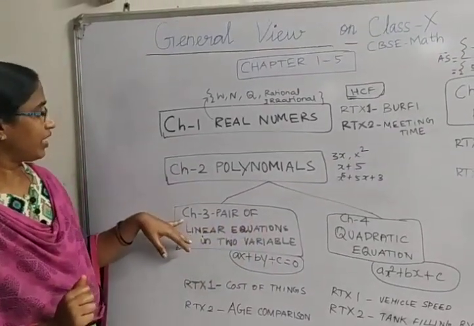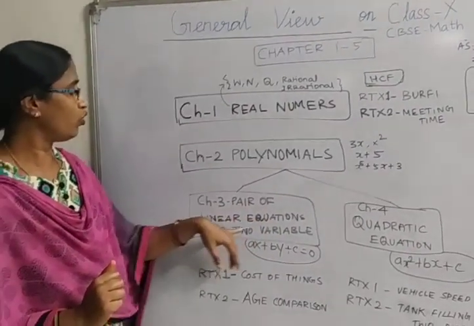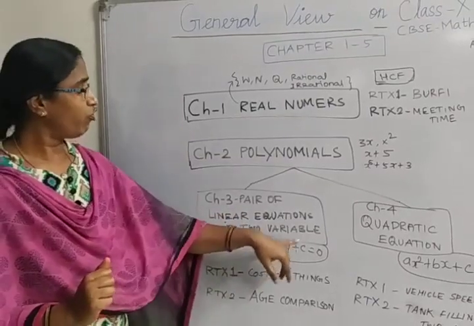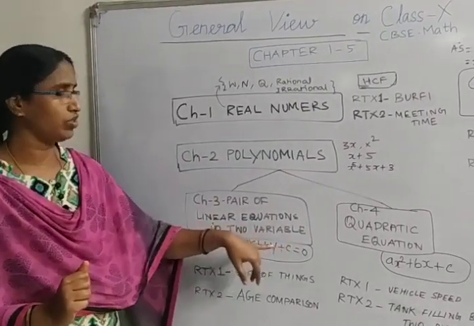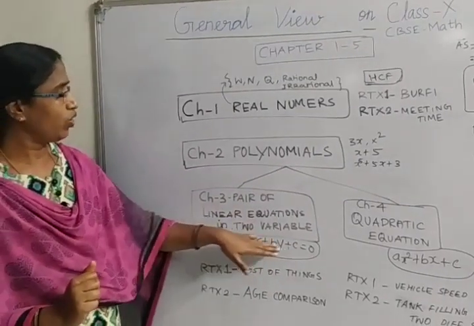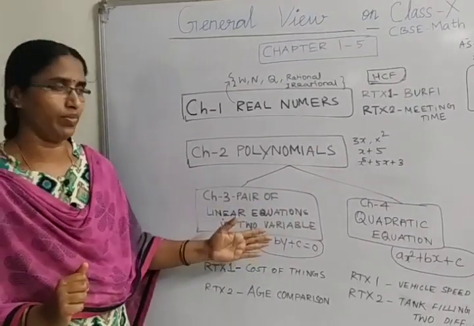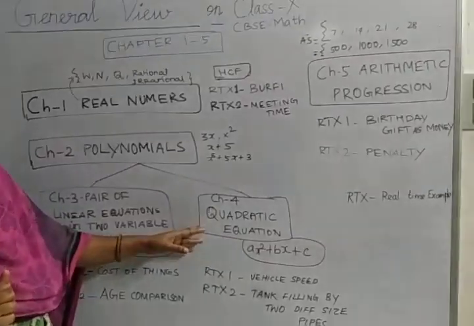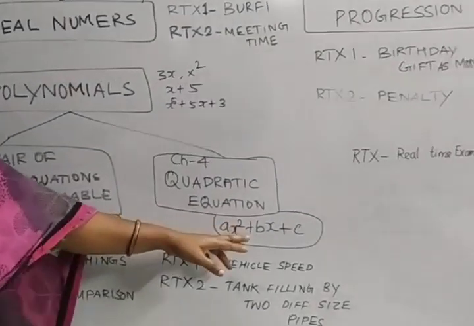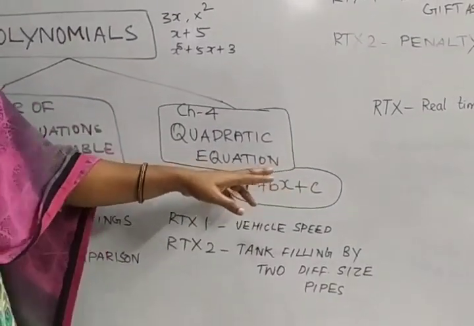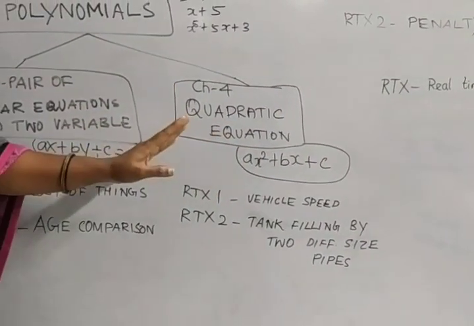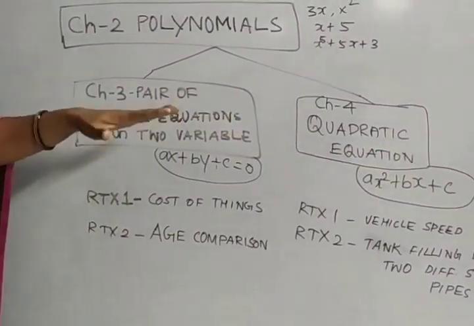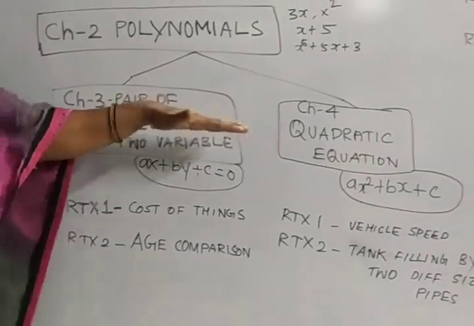Your chapter 3 is pair of linear equations in two variables. The basic form of the equation is ax plus by plus c equal to 0. That is the general form. Here you have 3 terms, so it is a polynomial. For the quadratic equation, your general form is ax square plus bx plus c. Here also you have 3 terms, so this is also a polynomial. So both are polynomials.